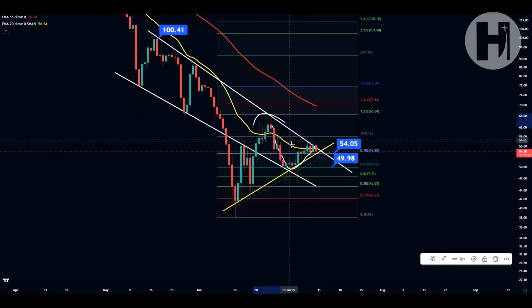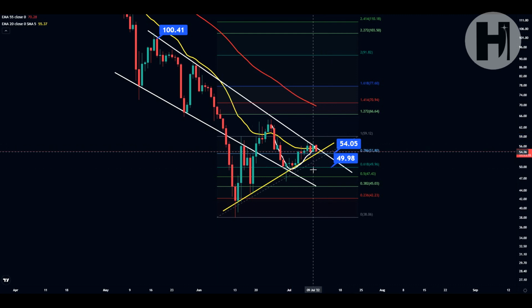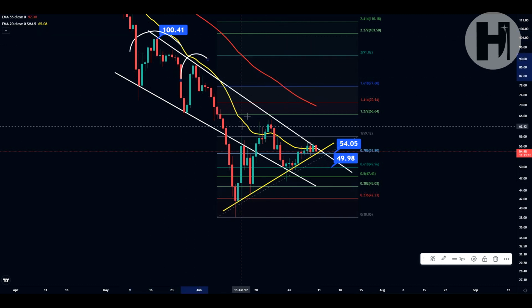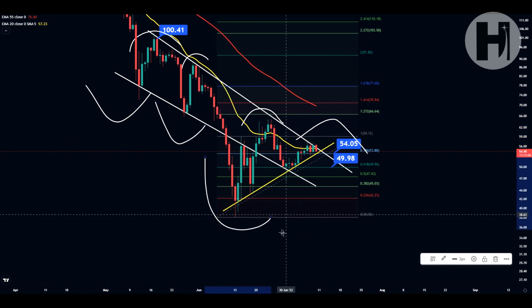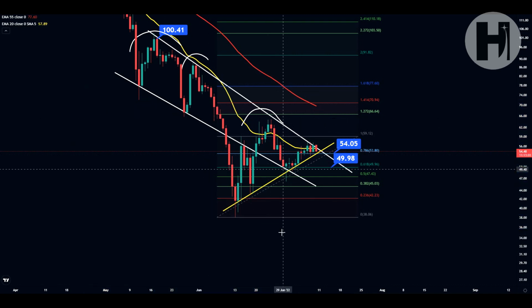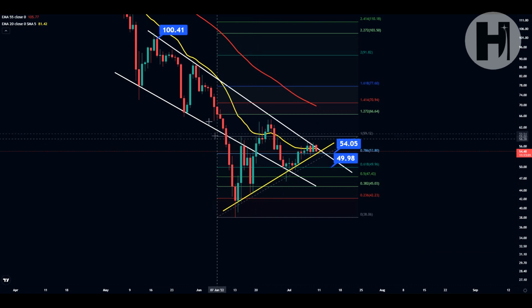But we didn't quite get there, and we potentially just created a lower high, which is a bearish signal because this just means that we are still in a continuous downtrend, because you have continuous lower highs and continuous lower lows, which is basically just a downtrend.